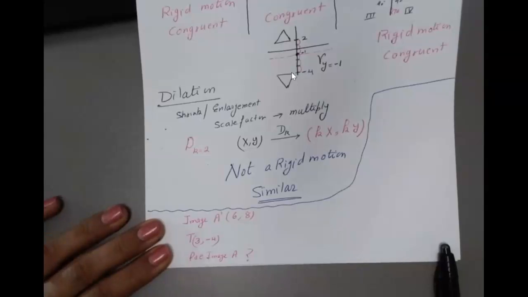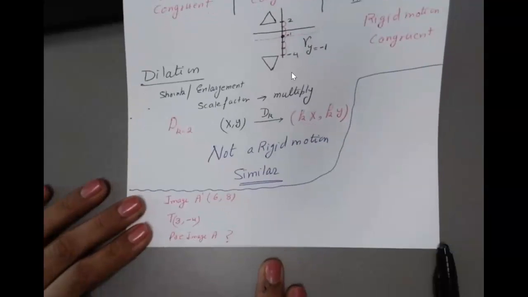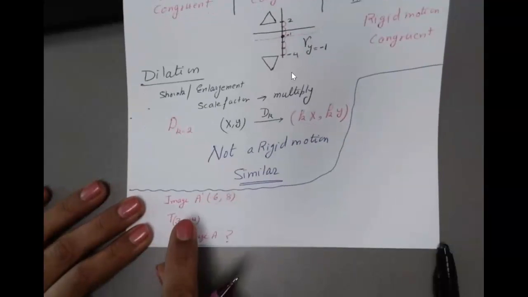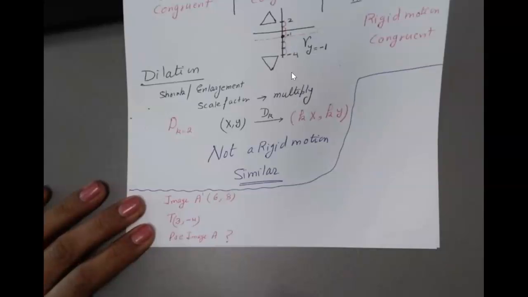That is what we need to find. Then how to do the question like that? If the image is given, translation is given, the pre-image you need to find. We are going to write in the right order.